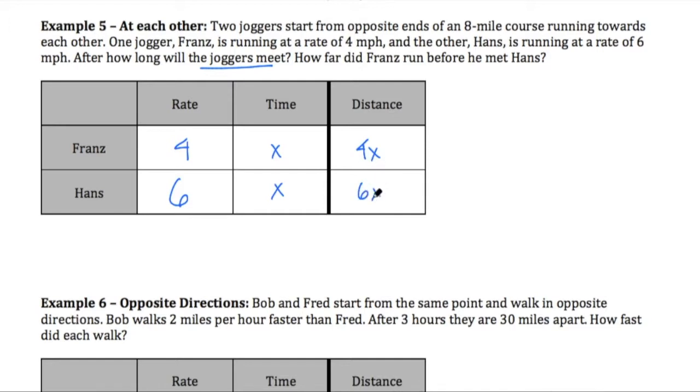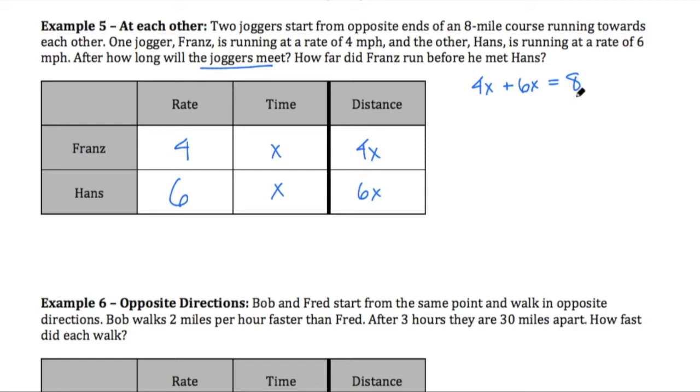So he will travel 6x, Franz will travel 4x, by using the fact that rate times time equals distance. We know that their times are going to be the same because it's going to be the time until they meet. So that's the same amount for both of them. We also know that Franz's distance plus Hans's distance must be the total distance. So Franz's 4x and Hans's 6x is equal to a total of 8.